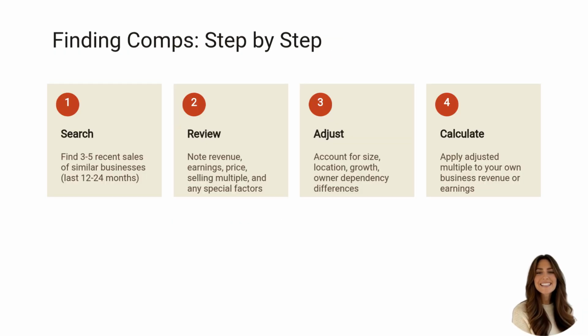The process is simple. Step 1. Search the databases for comps. You want recent sales, ideally last 12 to 24 months. 3 to 5 comps is ideal. Too few and you get outliers. Too many and you lose specificity.